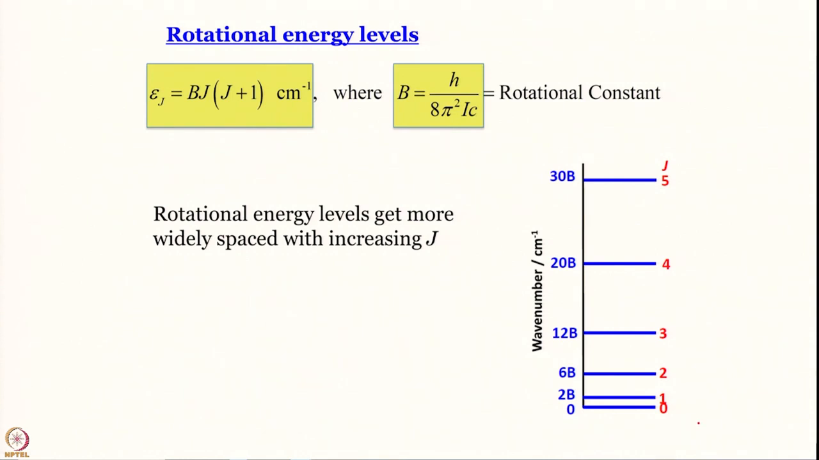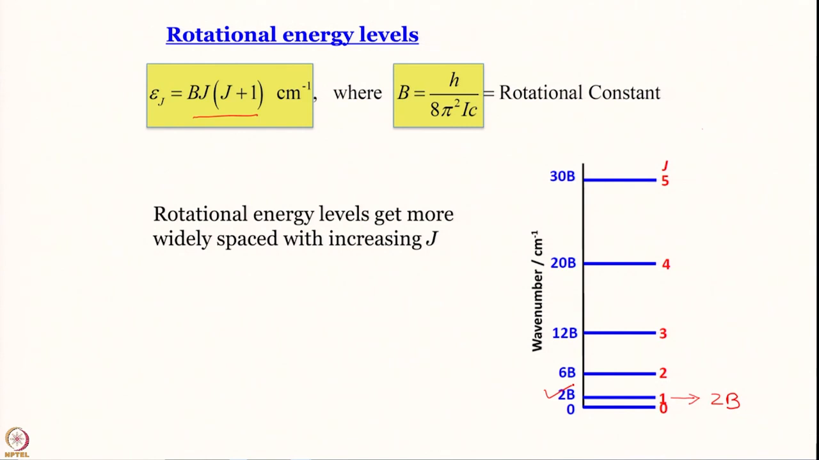What happens when, maybe we will write like this. These J values are already given here, isn't it? What is the energy corresponding to J equal to 1? You can put J equal to 1 here. So, J equal to 1, J plus 1 equal to 2. So, the energy turns out to be 2B, right? 2B.